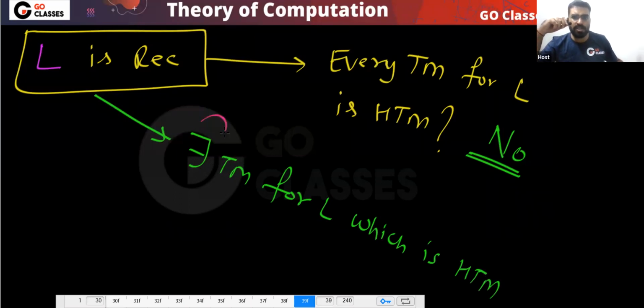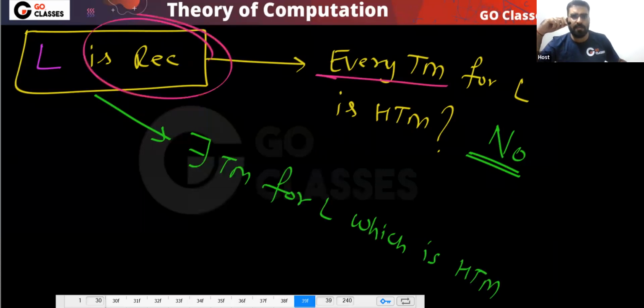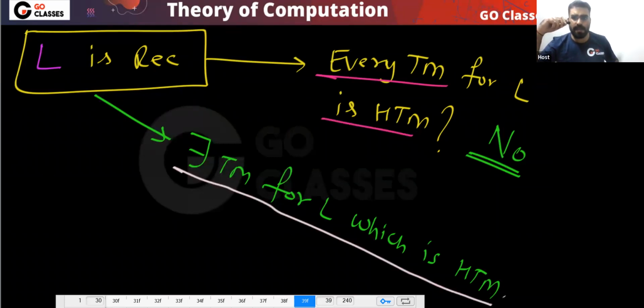So this is important. Remember, if your language is recursive, can I say every Turing machine for L is a halting Turing machine? The answer is no. But I can say that there exists a Turing machine which is a halting Turing machine.